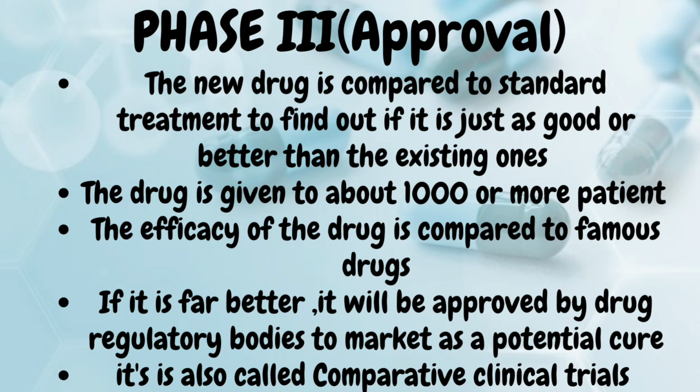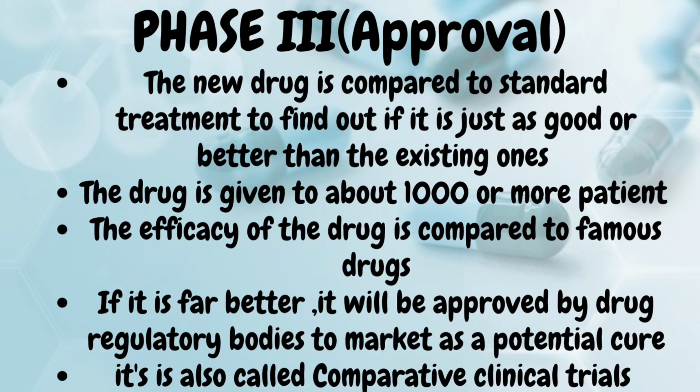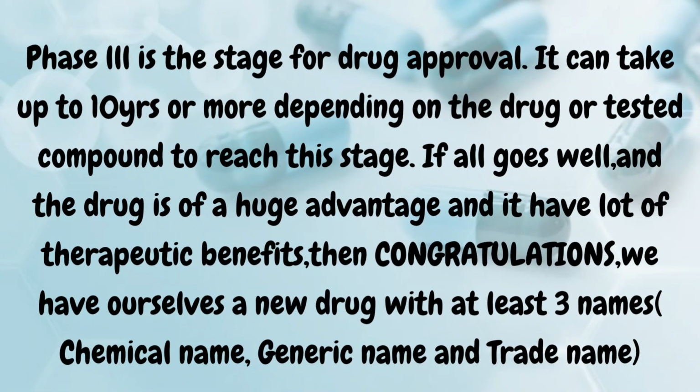It is also called the comparative clinical trial because you are comparing your newly discovered drug to already existing ones before it can be approved to the market as a potential cure. In phase 3, we are looking at the basis of approval of the new drug found. Phase 3 is the stage for drug approval. It can take up to 10 years or more depending on the drug or tested compound to reach this stage.